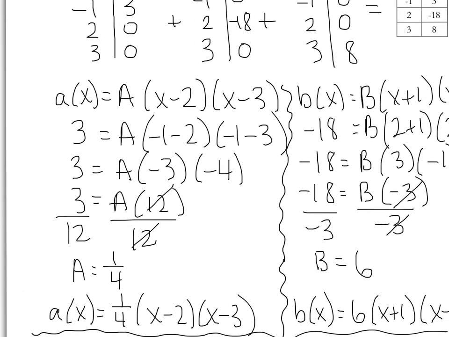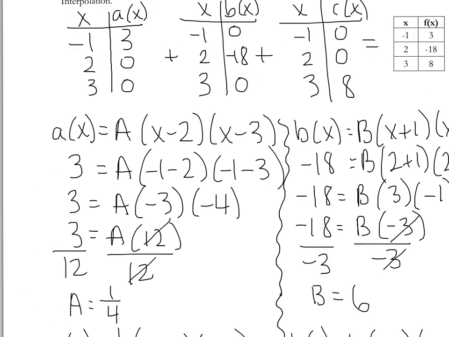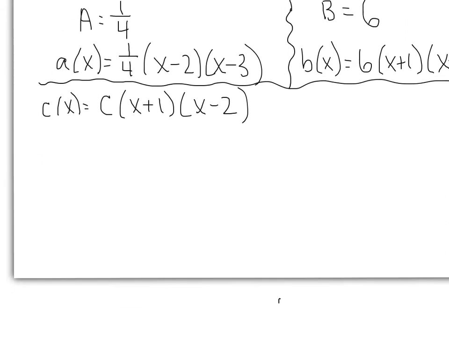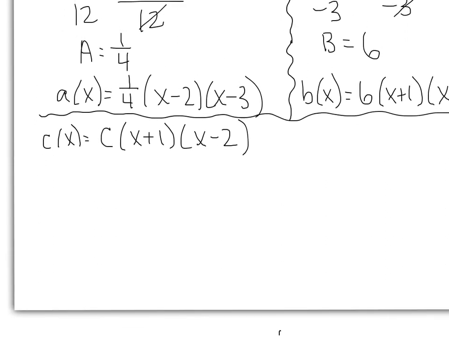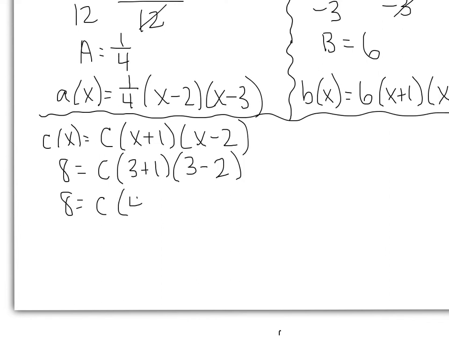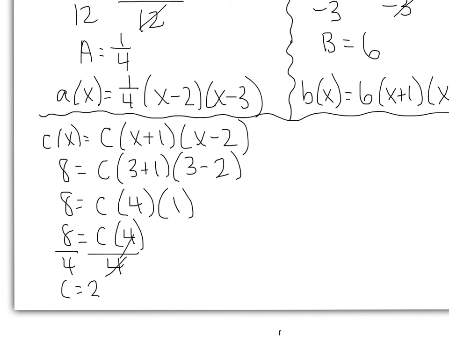So let's remind ourselves what the last point in the table was. It's the point 3, 8. So when we plug in 3 for x, we know we're supposed to get out 8. So we have 8 equals c times 3 plus 1 times 3 minus 2. So again, simplify the right-hand side. 3 plus 1 is 4, 3 minus 2 is 1. So we get 8 equals c times 4. Again, let's divide both sides by 4 to get c by itself, and we get that c is equal to 2.